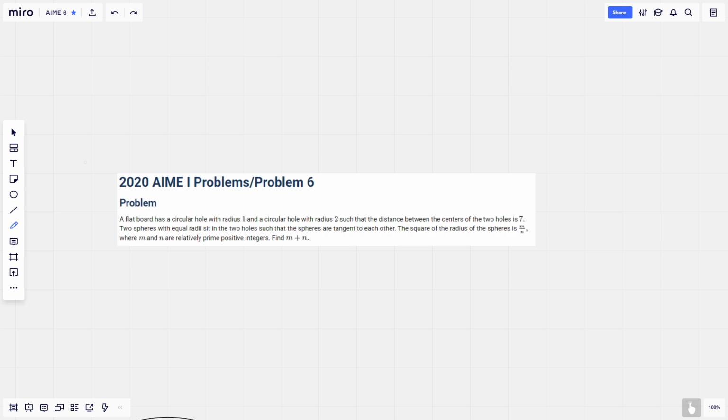Two spheres with equal radii sit in the two holes such that the spheres are tangent to each other. The square of the radius of the spheres is m over n, where m and n are relatively prime positive integers. Find m plus n.